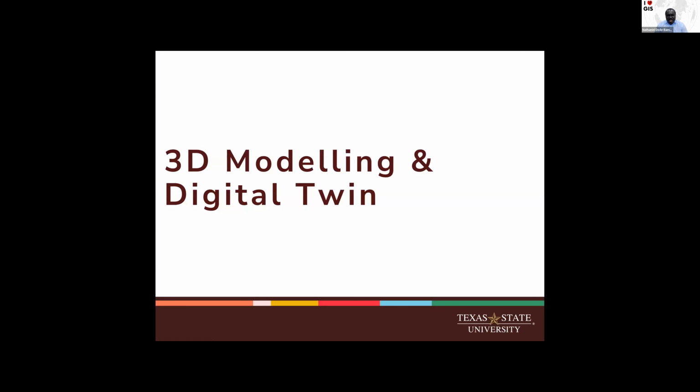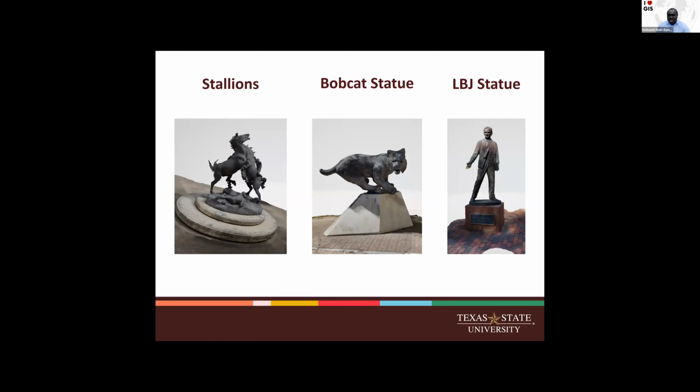Okay, how about 3D modeling and digital twin? So the digital twin is our next target. We've started, but we haven't completed it yet. So we created some 3D models. If you come to campus, you will see these: the fighting stallions, the bobcat statue, and then the LBJ statue. Okay, I see Josh nodding his head, because he was here a few weeks ago.